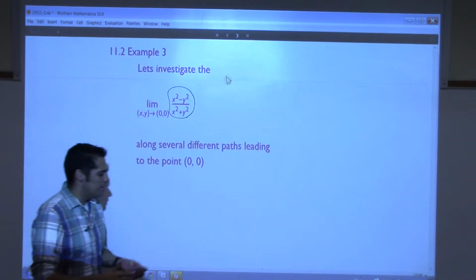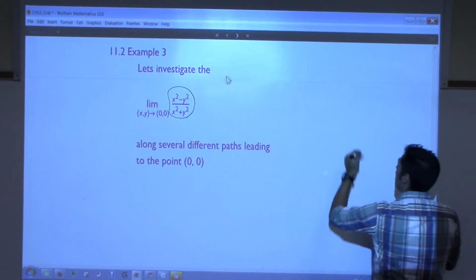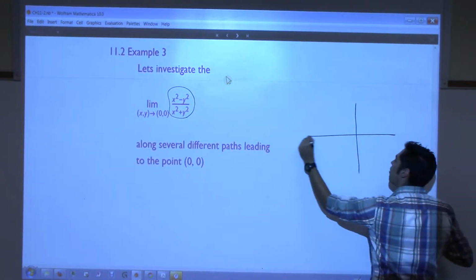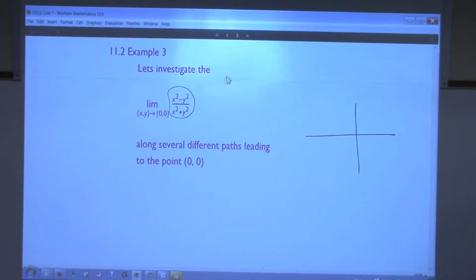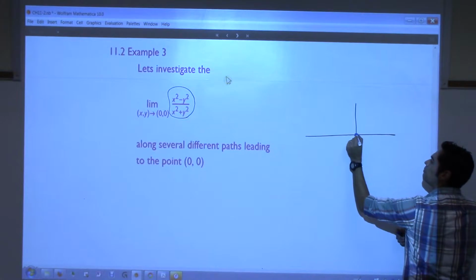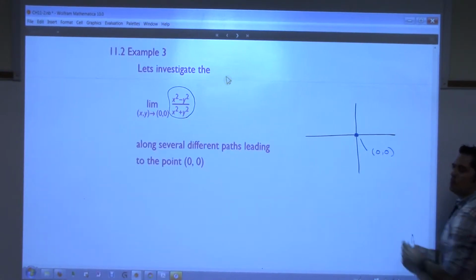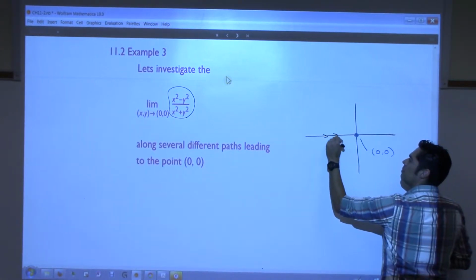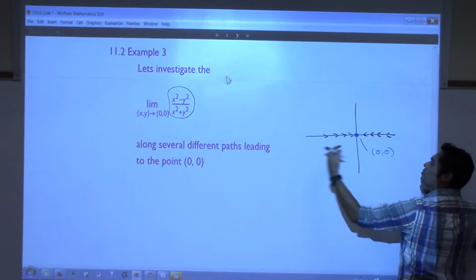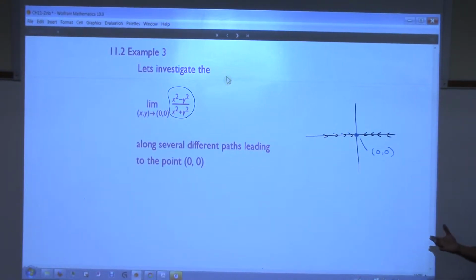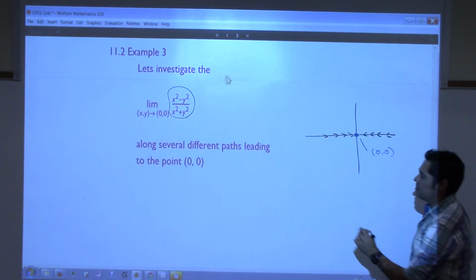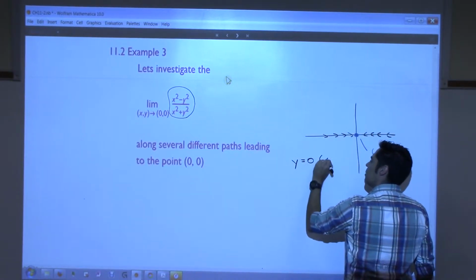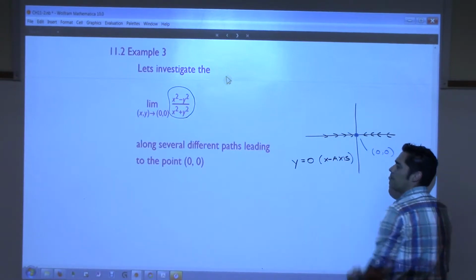So let's try one of the first paths that you'll want to come in on. Remember, I'm in two-dimensional space. What point am I approaching? I'm approaching the point 0, 0, which is right here. And one path we really like is the x-axis. Like back in Cal 1. Let's come in along the left and right-hand sides like this. That's a path, isn't it? And that line that I'm coming in on is actually the line y equals 0, right? Which is the x-axis.